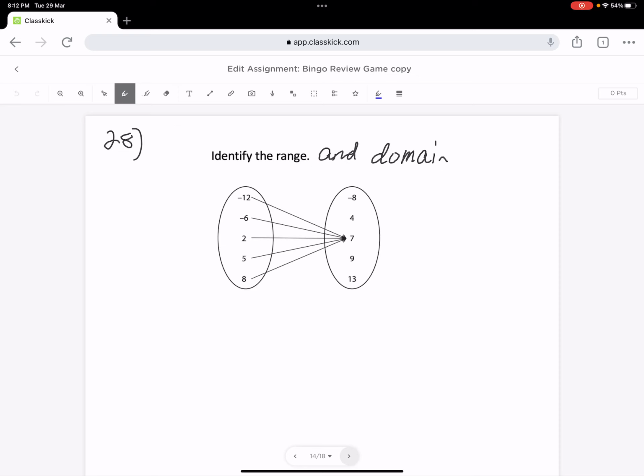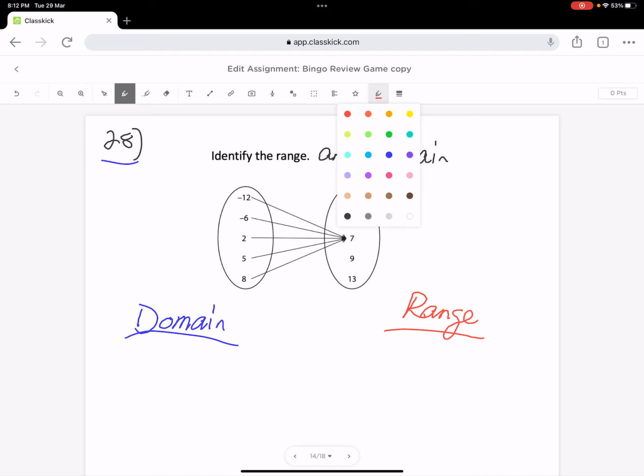Okay, now we're on to question number 28. Identify the range and domain. So same thing. Your question only had one at a time, but just to be able to do two questions at once, and this was one I think some people struggled with, just want to make sure we go over it. All right, so when I see my domain, remember, it's input and output.